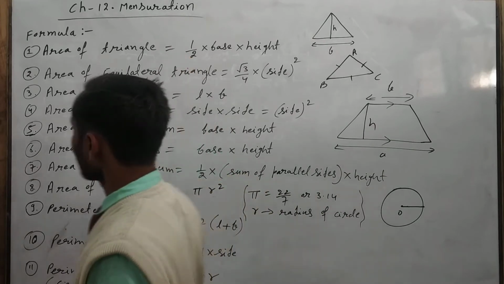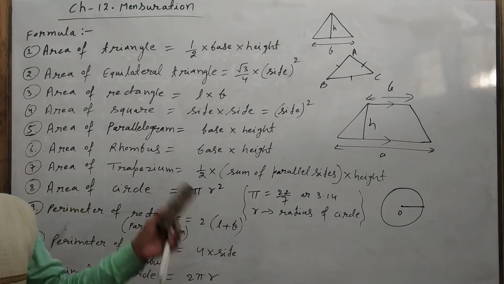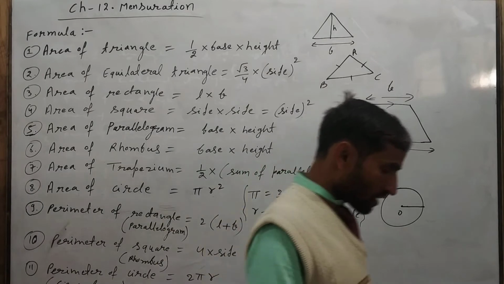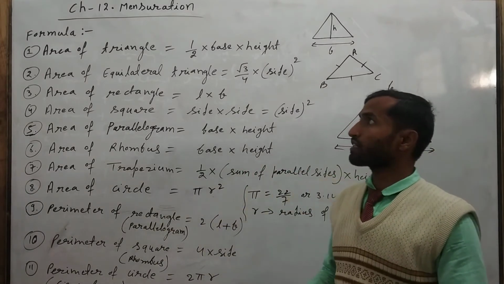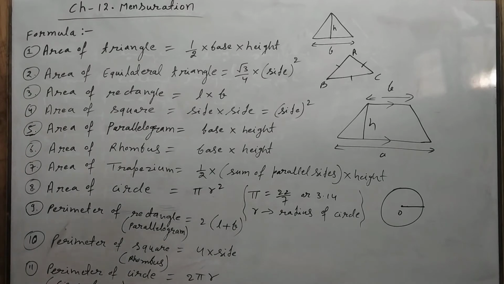So these are the formulas for the upcoming exercise, that is 12a and 12b. We will use these formulas. Just go through these formulas, learn them, and apply them in the exercise self practice 12a and 12b. Now we will start the next self practice 12a.